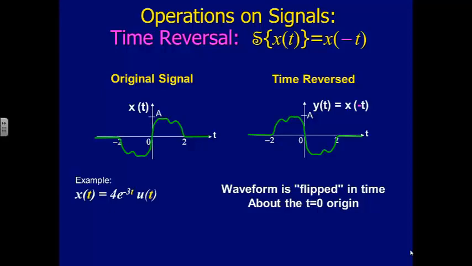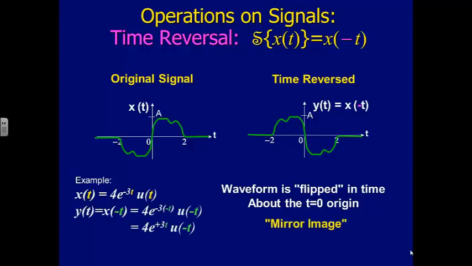To create the time reversed version, we would replace all of the time arguments in that expression with minus t. So the minus 3t in the exponent of the exponential becomes minus 3 times minus t, or plus 3t, and the u of t's time argument also becomes u of minus t. Now what do these changes do to the shape and appearance of our waveform?